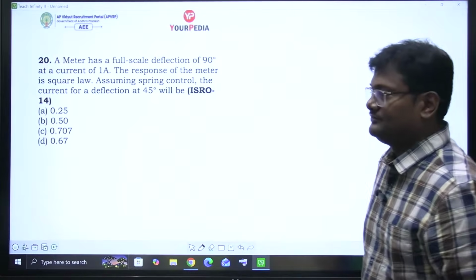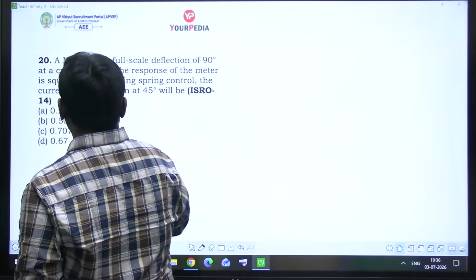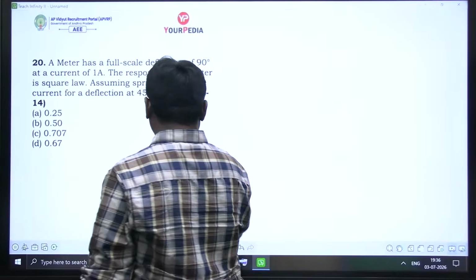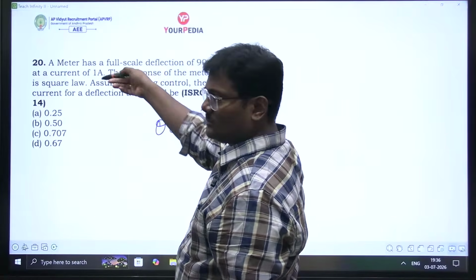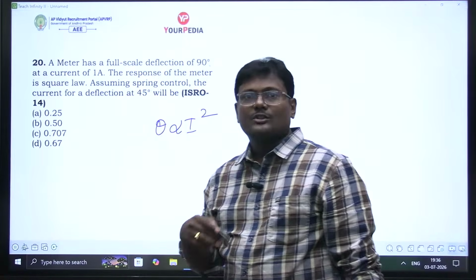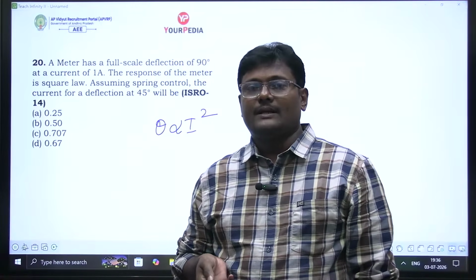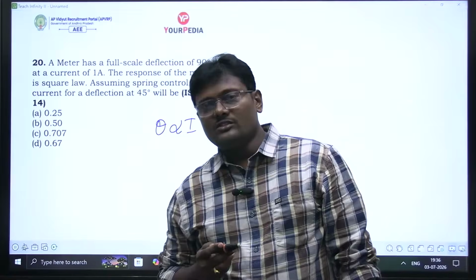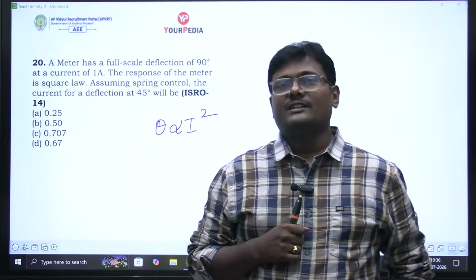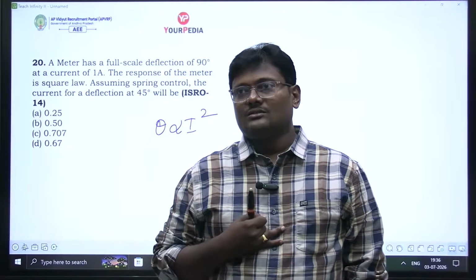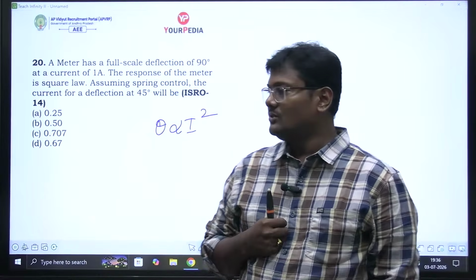Direct answer. Square law response: theta is directly proportional to I square. TD is directly proportional to I square. Once TD is equal to TC, the equilibrium point is obtained. The deflecting torque is produced by 5 effects: the magnetic effect, Hall effect, electrostatic effect, thermal effect, and chemical effect.